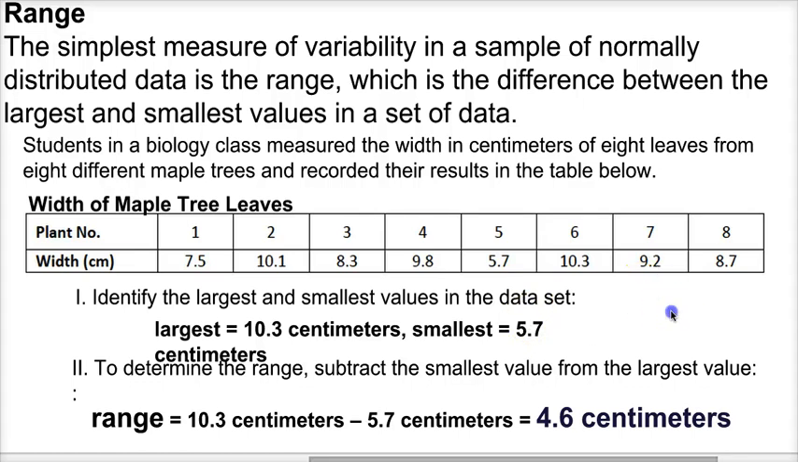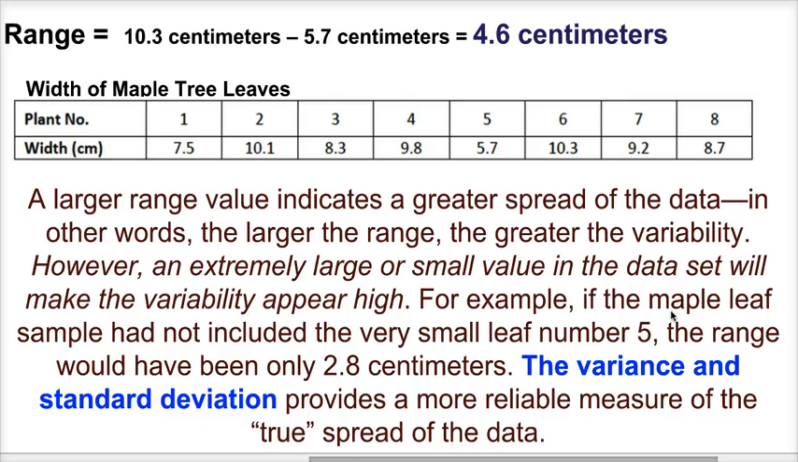And that can give you a measure of variability. Okay? Now, if you look at variability in terms of range, there is a problem here. If you have a very large or small variable in the data set, like we talked about that slow mouse, that can really disrupt your understanding of variability. For example, if the maple leaf sample had not included the very small leaf number 5, the range would have only been 2.8 milliliters.